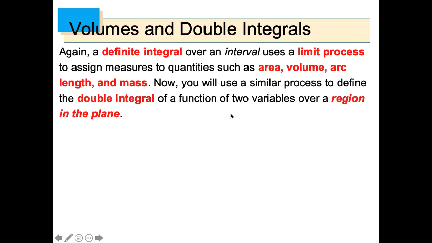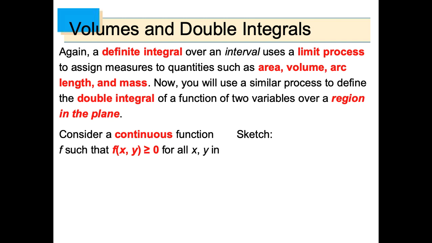Because check this out. Volumes and double integrals. Let's go ahead and transfer that idea of a Riemann sum over to double integrals. Well, in Calculus 1, a Riemann sum consisted of you adding increasing numbers of rectangles. In this case, we're going to use a similar process to define a double integral, but instead of being over some sort of interval, we're going to be over some sort of plane.